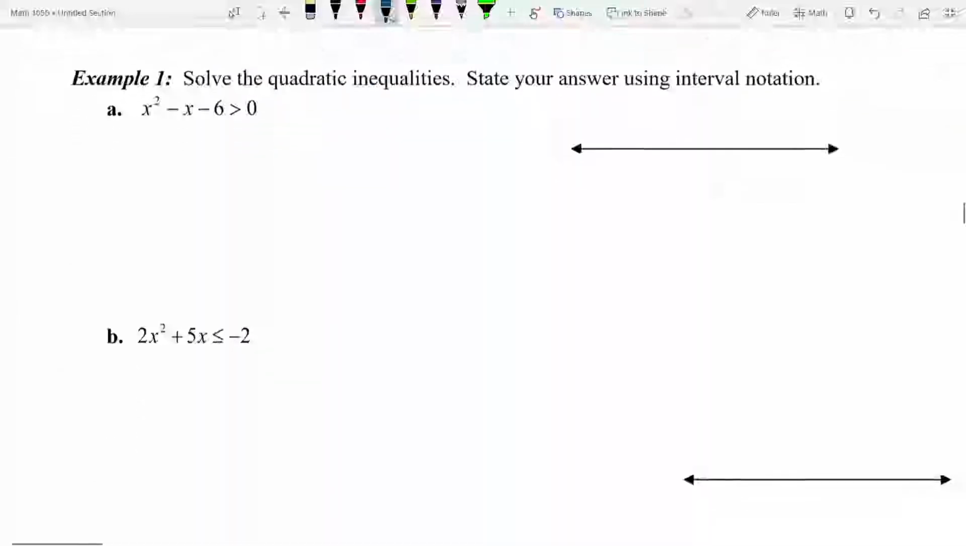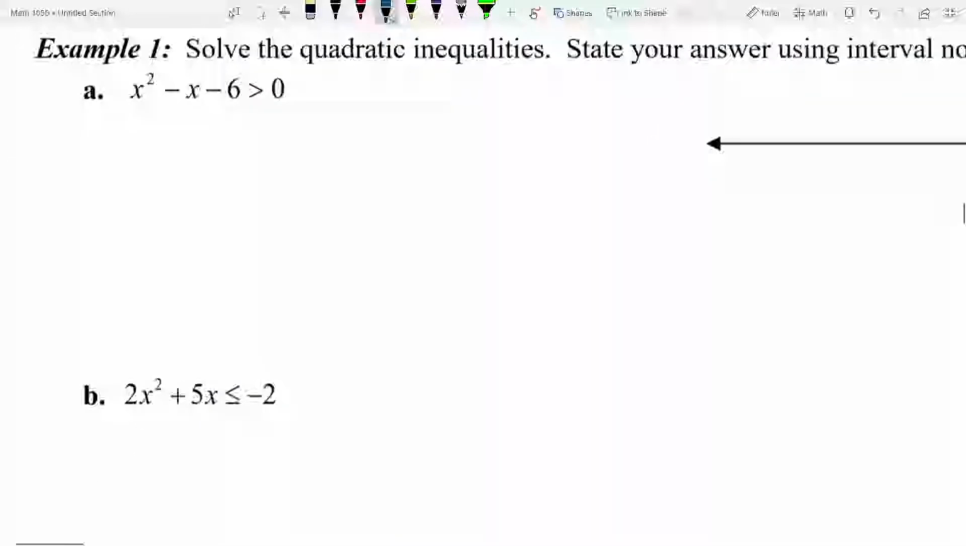Okay, here we go with question number 1, nice and slowly. Step 1, get a 0 on the right-hand side, done. Step number 2, factor. So you're going to factor this to x and x. The 6 is going to factor to a 3 and a 2. Signs are different, and you subtract. The biggest is a negative. The 3 is a negative, the 2 is a positive.